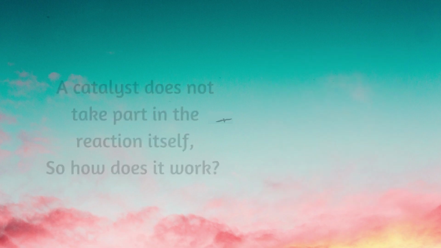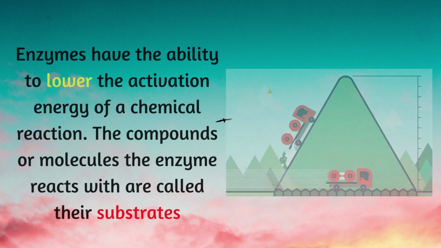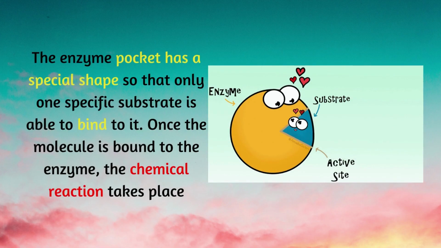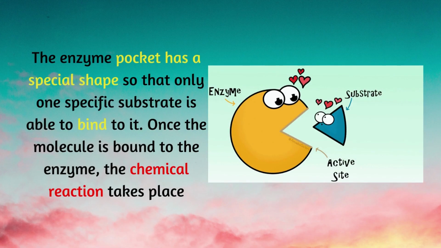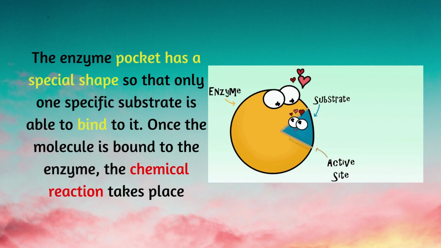So how does it really work? Each chemical reaction needs a minimum amount of energy to make it happen. This energy is called the activation energy. The lower the activation energy, the faster the reaction takes place. Enzymes have the ability to lower the activation energy of a chemical reaction. The compounds or molecules the enzyme reacts with are called substrate. The enzyme pocket has a special shape so that only one specific substrate is able to bind to it. Once the molecule is bound to the enzyme, the chemical reaction takes place. These enzymes are very specific.